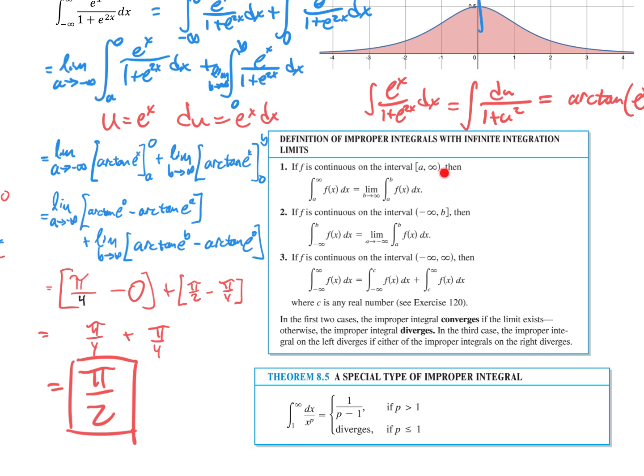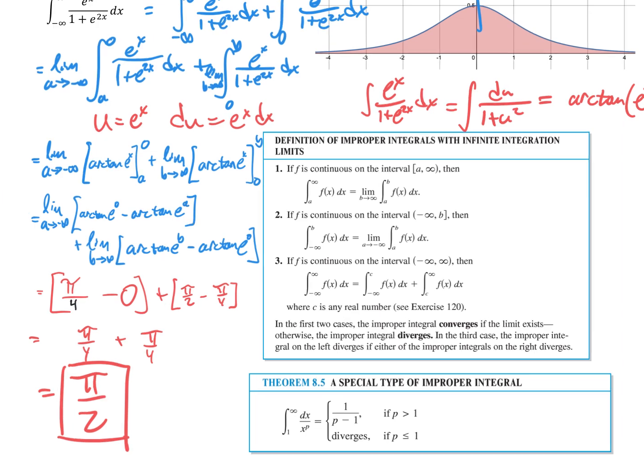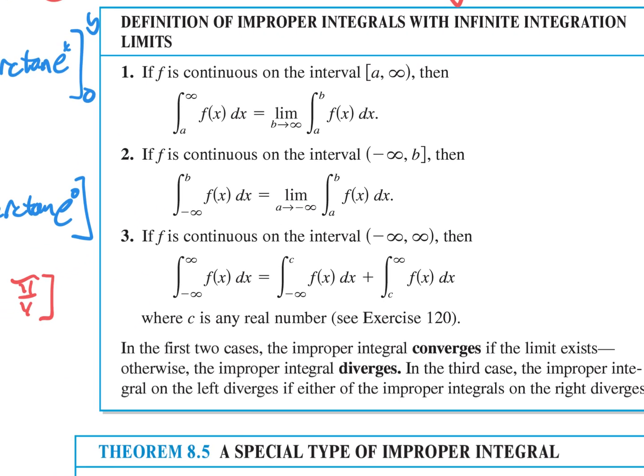If f is continuous on this interval from a to infinity, then we're going to write the limit like this, from a to b, and that b is going to infinity. If we're going from negative infinity up to something, we'll just do the reverse. So we'll make it from a to b, and we'll do a limit as a goes to negative infinity.